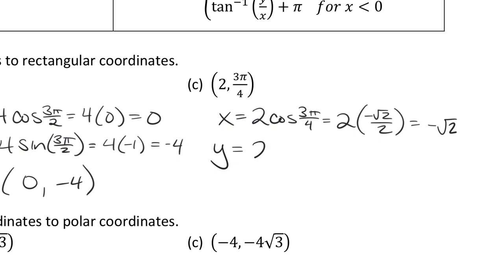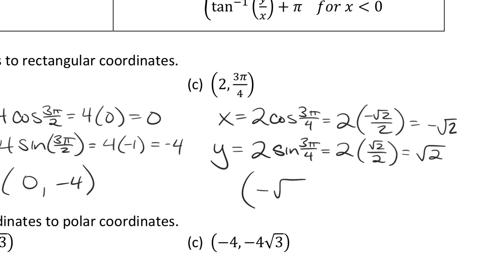For y, we would do 2 times the sine of 3 pi over 4. And the sine of 3 pi over 4 is positive root 2 over 2. 2 on top and bottom cancel, leaving just square root of 2, which means this coordinate point is negative square root 2, comma, square root 2. How'd we do?